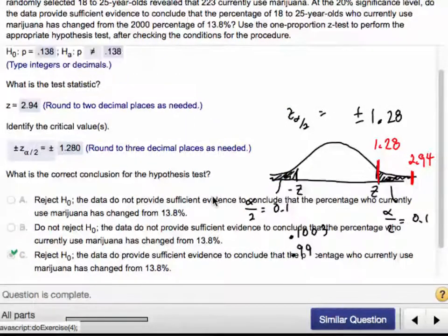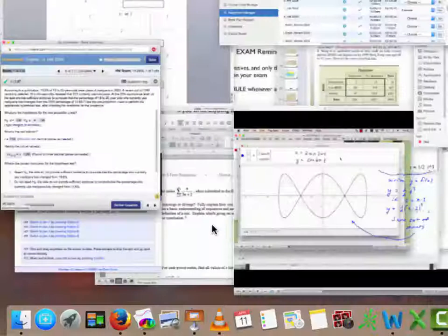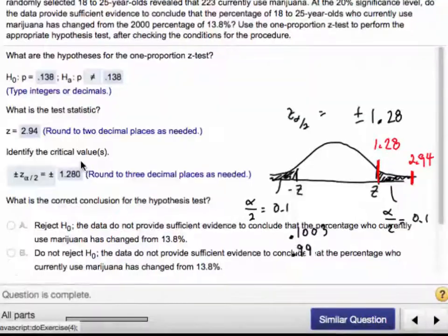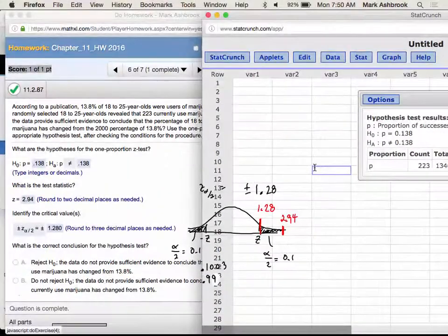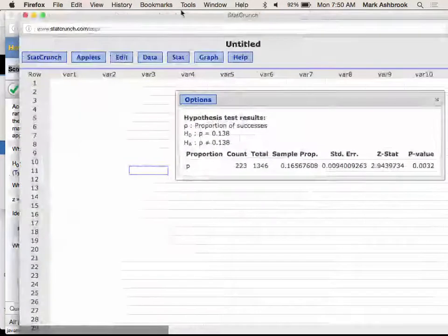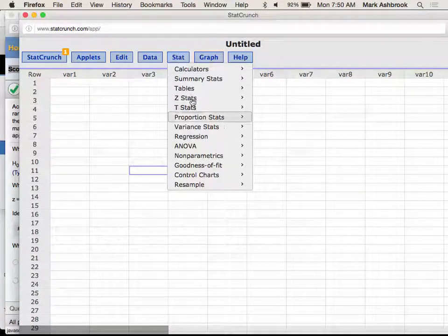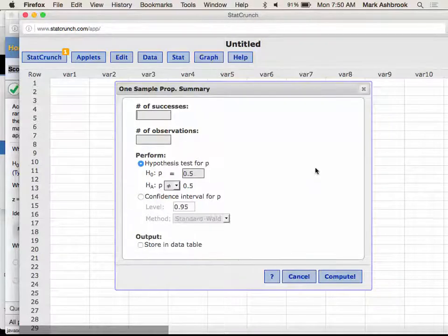Questions on this one? You go through the series of buttons in StatCrunch that you used? Yep, sure thing. It's just proportion. Where is it? There it is. So we're doing proportion stats, right? I went to Stat, Proportion, One Sample, With Summary. And that's right where you need to be. Other questions on this one?